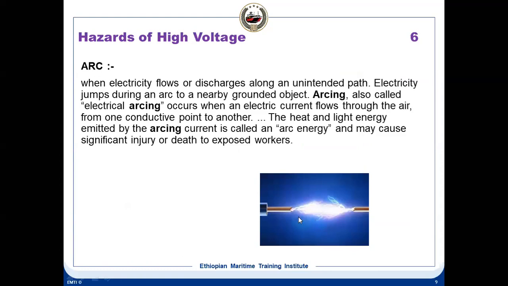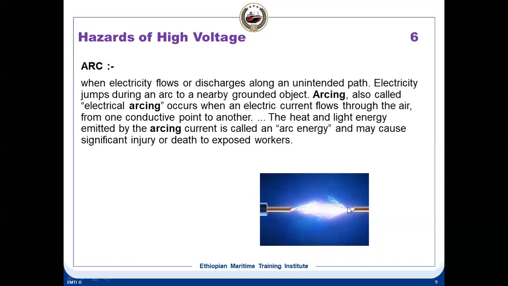As we know, electrical arc means what? It is electricity that flows or discharges along an unintended path. This is the electrical arc, and these two are the electrodes. So electricity can jump, during an arc, from a nearby or grounded object.